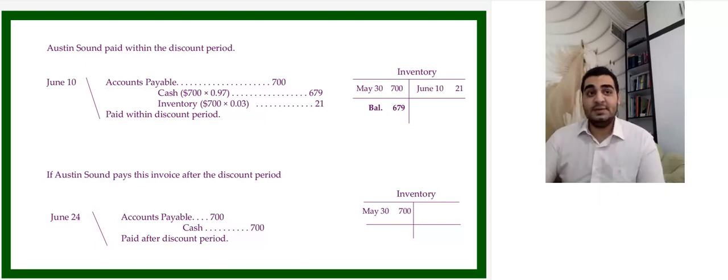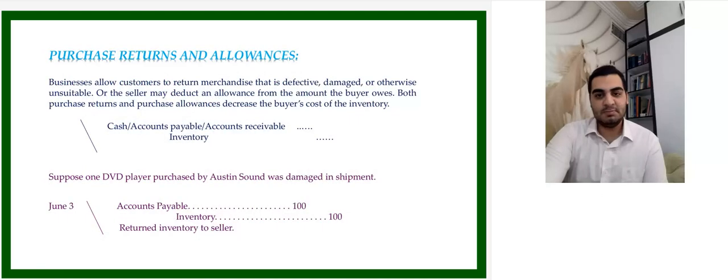But if Austin Sound pays the invoice after the discount period, for example, on June 24th, our accounts payable is debited for $700 and our cash is credited for the same amount. The customer must pay the full amount.